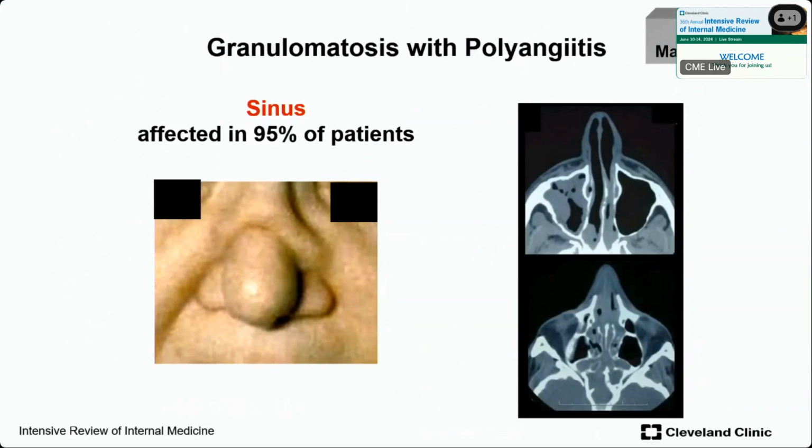And when this occurs, there can be loss of blood supply to the cartilaginous portion of the nasal septum, which can lead to septal perforations, as was seen in our case, or also collapse of the cartilaginous portion of the nasal bridge, as is seen on the left.